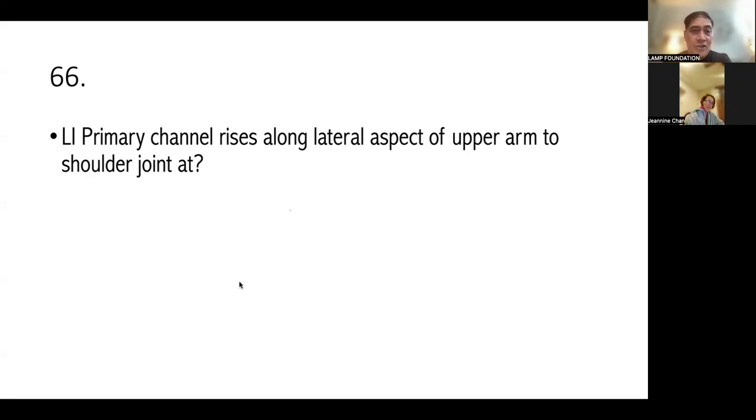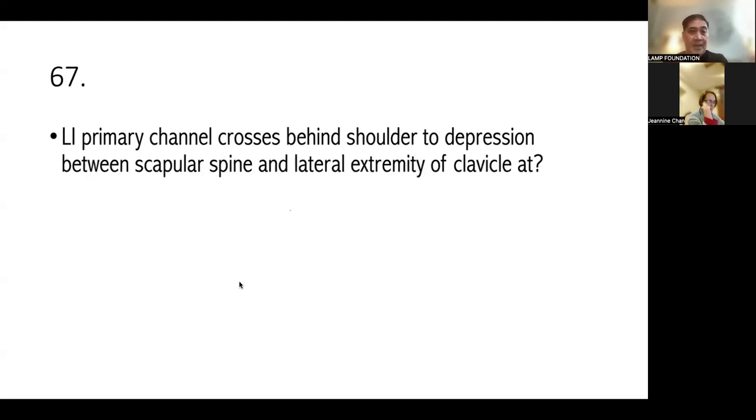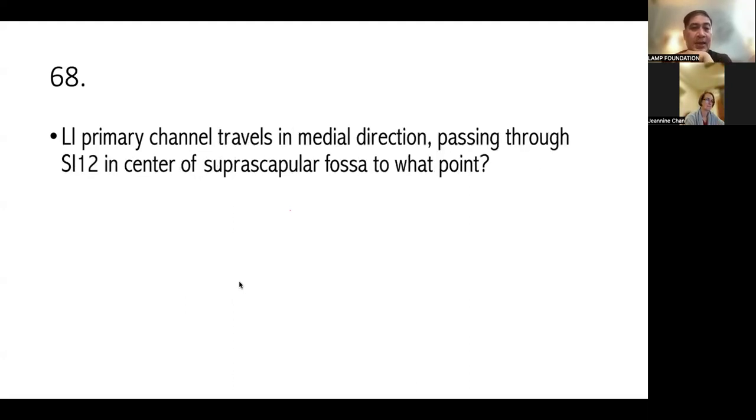The LI primary channel rises along the lateral aspect of the upper arm, LI15. LI primary channel crosses behind the shoulder to the depression between the scapular spine and lateral extremity of clavicle at what point? LI16. Very good. LI primary channel travels in the medial direction, passing through SI12 in the center of suprascapular fossa to what point? To DU14. Okay, very good. Do not forget DU14. What's the importance of DU14?